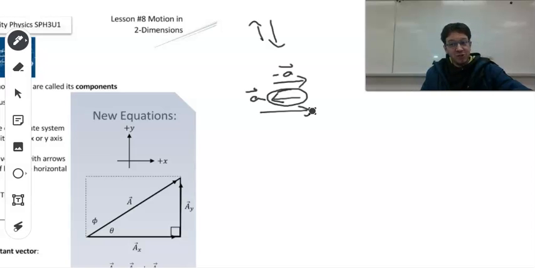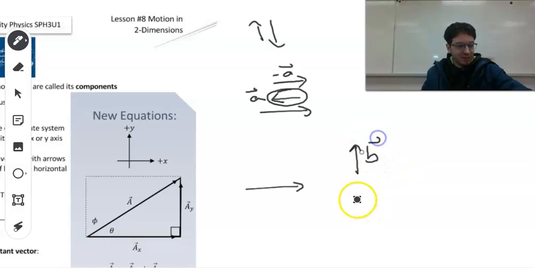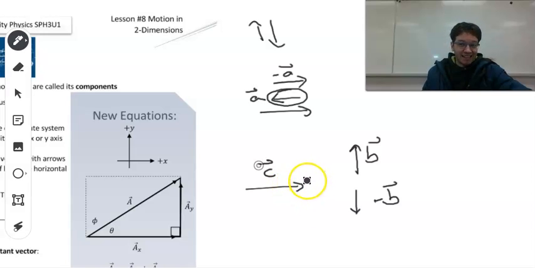Adding vectors in 2 dimensions is a little more tricky. So how would I add this vector and this vector? I cannot get this vector to look like this vector. If this is B, and I make it negative, it's like this. That's negative B. It's not in the same direction as, let's call this C. It's not in the same direction as C. So adding them, what we're going to be doing is we are going to split things into components.